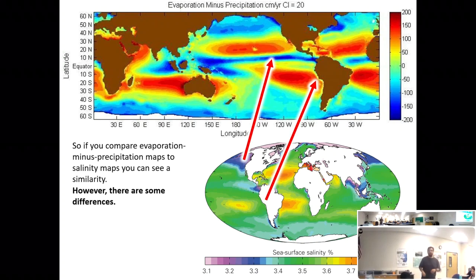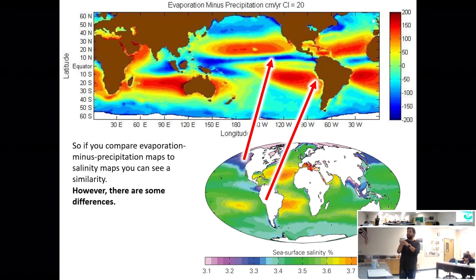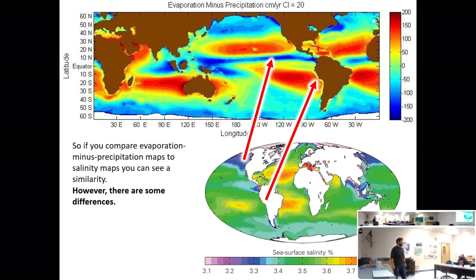Okay. So that's an evaporation minus precipitation map. The red areas have more evaporation. And you can see that corresponds. Looking at the Mediterranean and the Persian Gulf, there's a lot of evaporation, so you can see it's relatively salty water there. Okay.